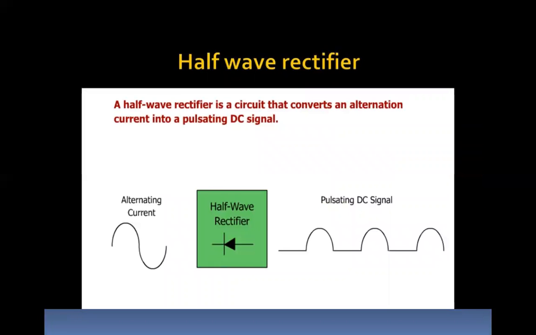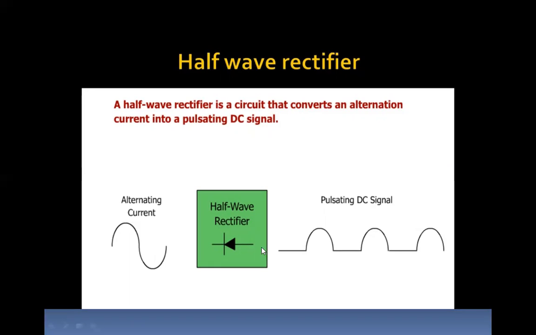This is how it happens. A half wave rectifier is a circuit that converts an alternating current to a pulsating DC. We keep using the term pulsating DC because the output we get as a DC signal is a mixture of AC also. It is not in the form of pure DC. So that's the reason we say it is a pulsating DC signal.